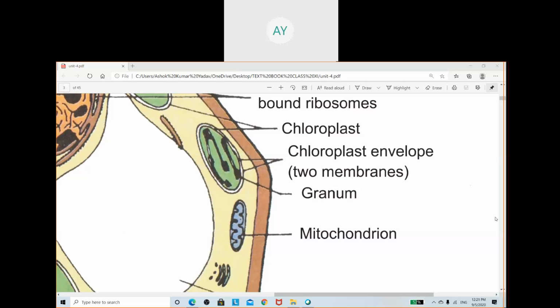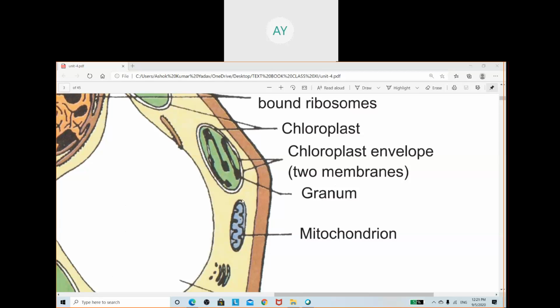And two granum is going to connect two grana, a stack of grana. That is, suppose this is the position of first grana and this is the position of second grana. They are connected through membrane that is known as interlamellar membrane. So just like mitochondria, it is also a double membranous structure.